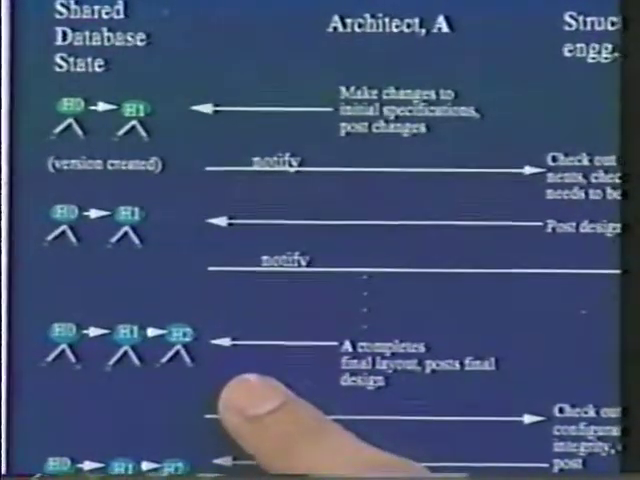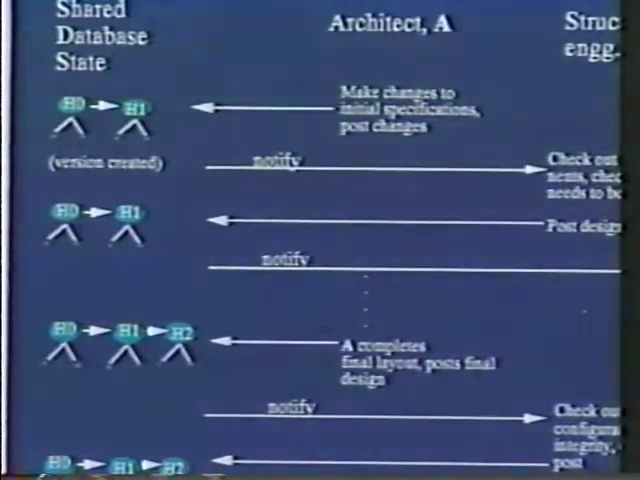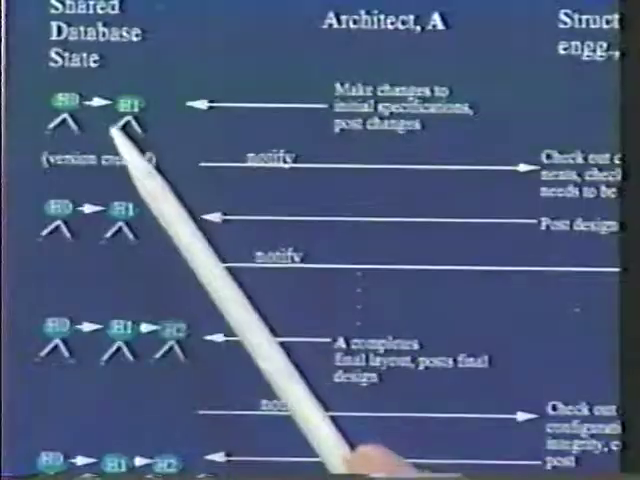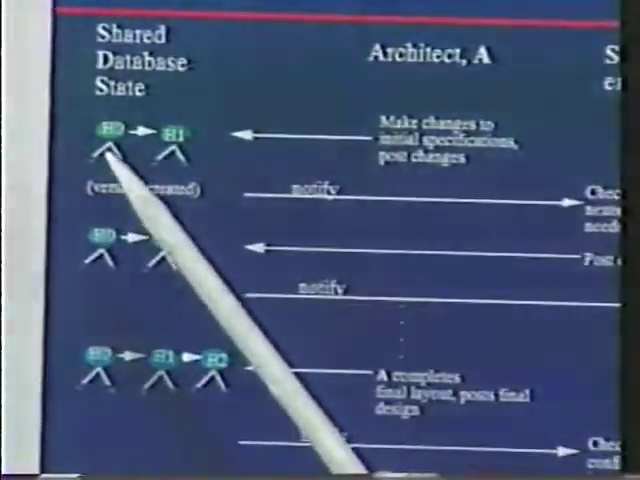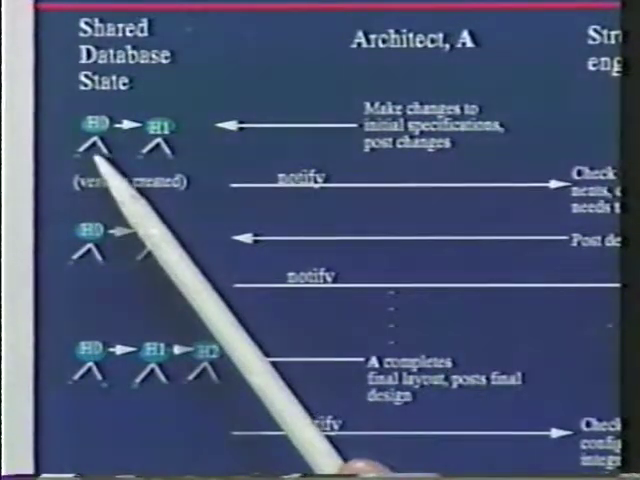As this is going on, the architect can make a change to the initial specifications, because in the design process specifications always change. So, the architect decides that the layout that he or she has done before is not appropriate, or there are some initial changes, and they make the changes and post it back into the database. Now, note here, many times we may not want to erase the old version for historical purposes.